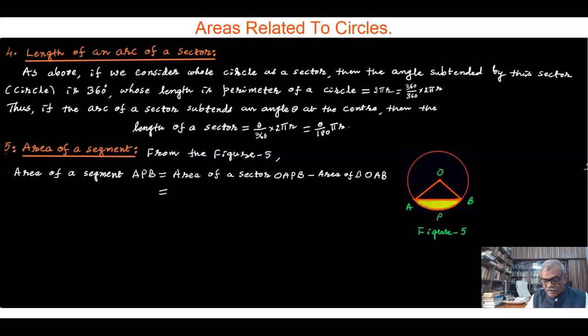The area of the sector is theta by 360 into pi r squared, minus the area of the triangle OAB.